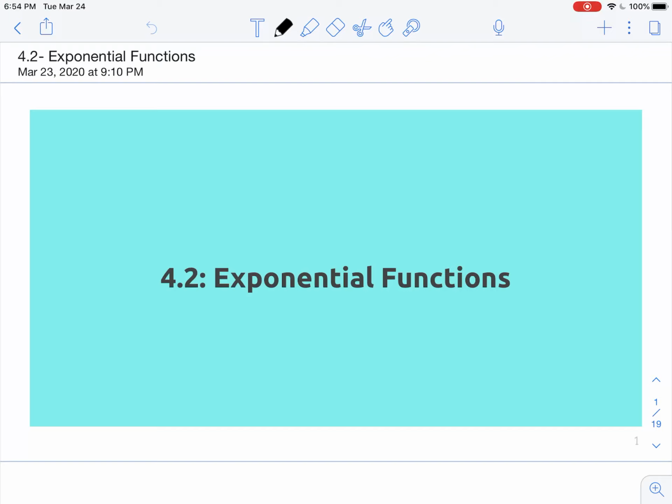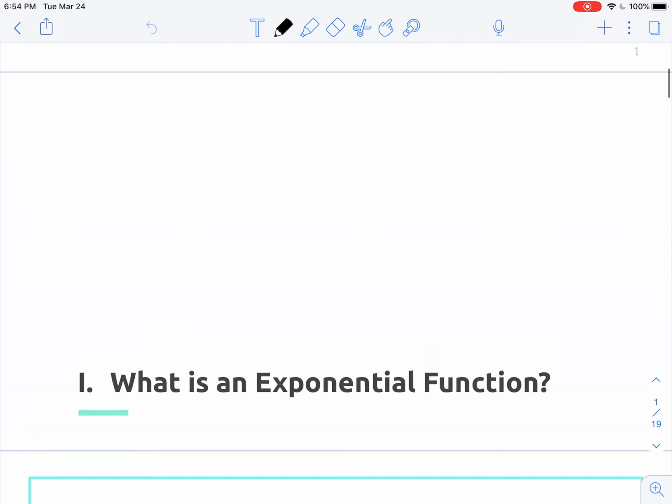Hi folks! Today we're going to talk about section 4.2 from your textbook, Exponential Functions. Alright, so we're going to start off with this question. What is an exponential function?